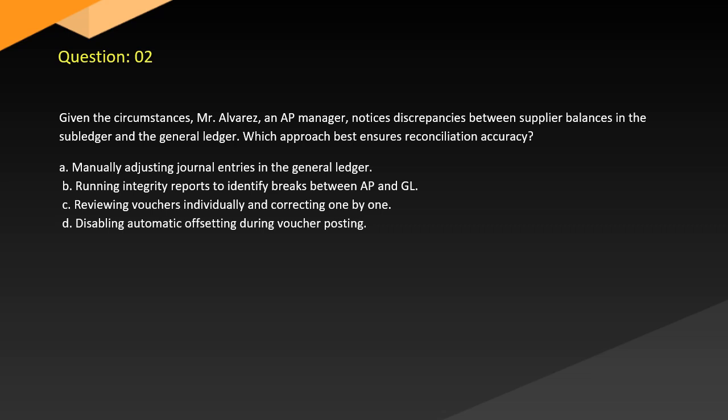A. Manually adjusting journal entries in the general ledger. B. Running integrity reports to identify breaks between app and GL. C. Reviewing vouchers individually and correcting one by one. D. Disabling automatic offsetting during voucher posting.